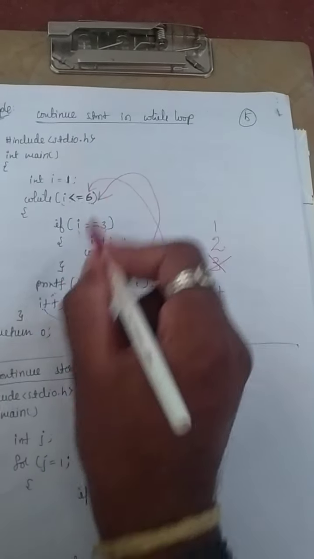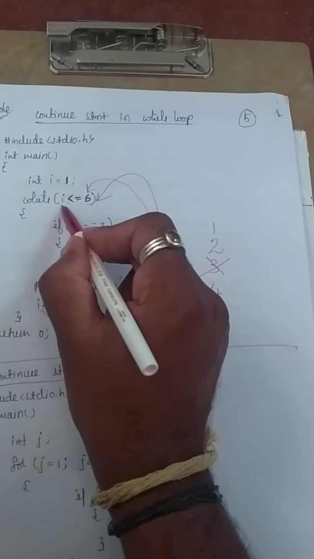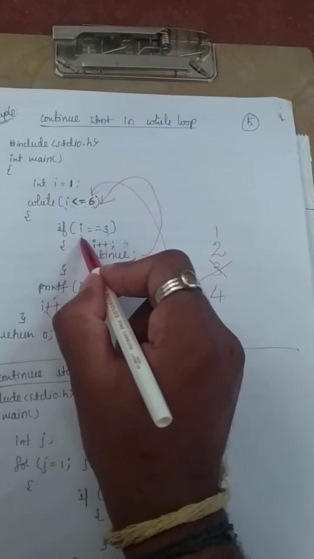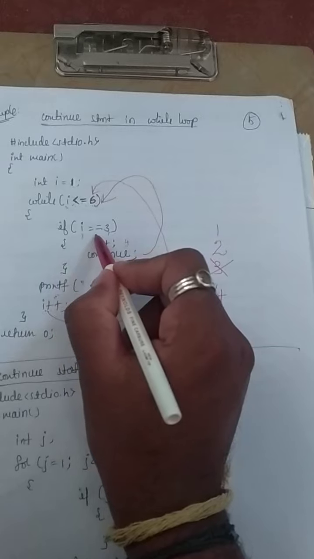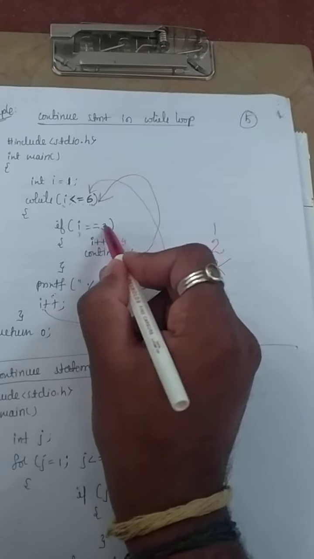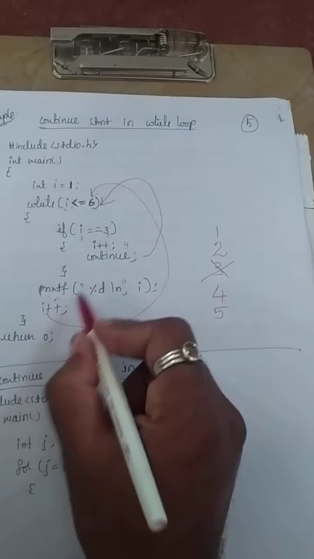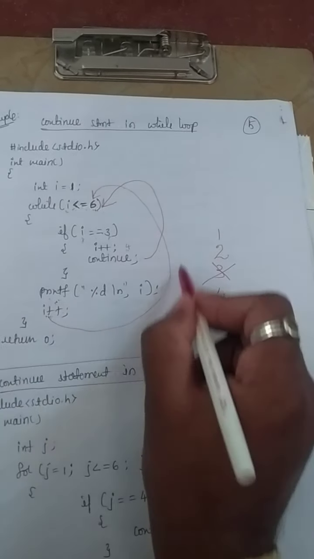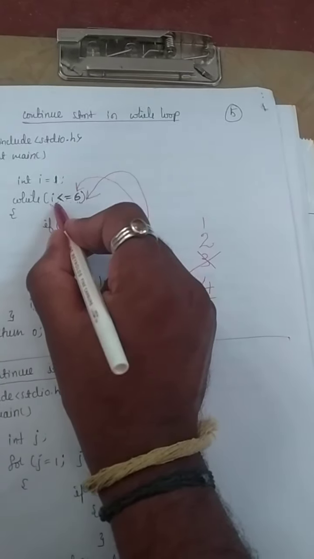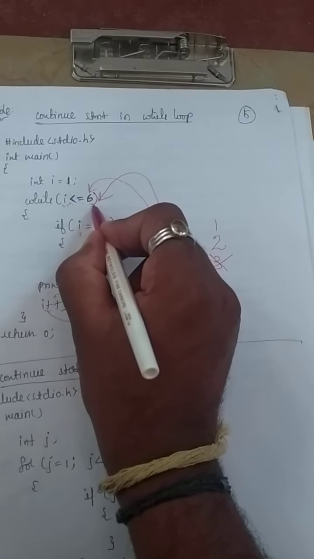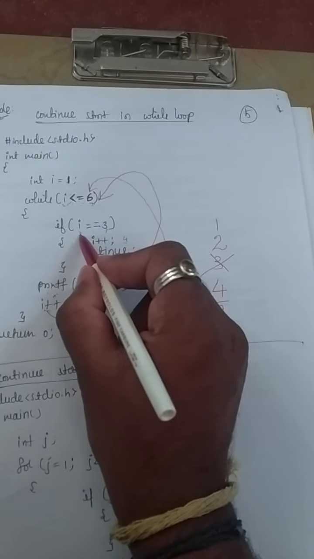So again control comes to while. Substitute here. Whether 5 is less than or equal to 6? Yes. Then substitute the updated value. Whether 5 is equivalent to 3? No, false. False means jump to the printf statement, print the I value 5, then increment to 6. Again you go back to the while loop. Substitute here. Whether 6 is less than or equal to 6? Yes, condition true.